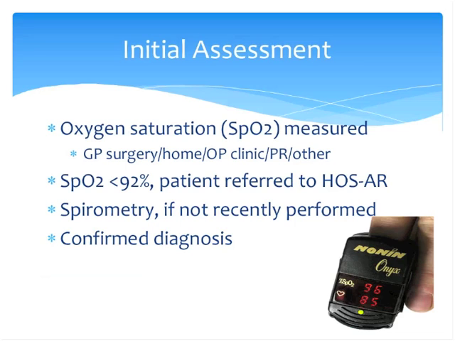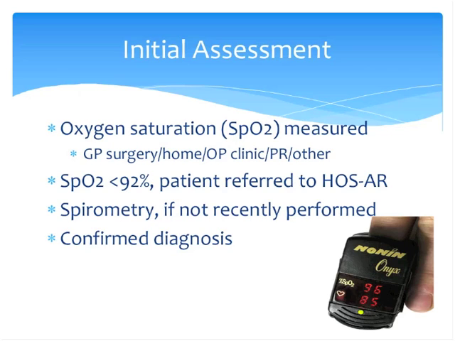This is the assessment before we even get to the stage of conducting arterial blood gases. So this is when we are simply measuring oxygen saturations via a pulse oximeter. And we know that in reality this happens in many different situations. It might be measured in a GP surgery, at home via a district nurse or community matron, or perhaps a specialist community respiratory team. It might be in an outpatient clinic, or in pulmonary rehab. There are many situations in which this initial assessment can take place.